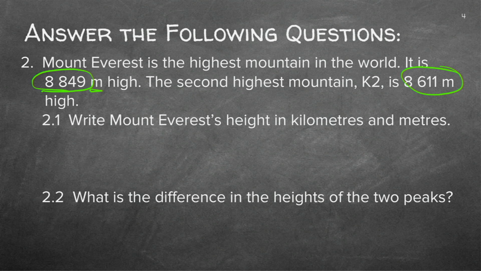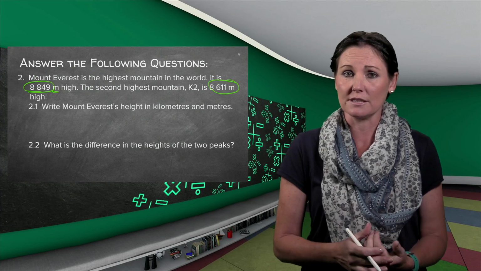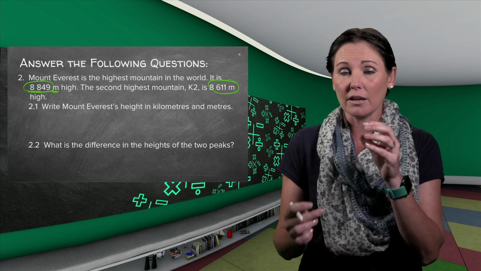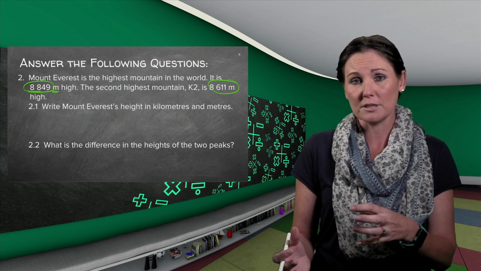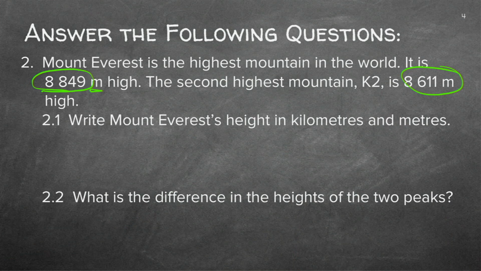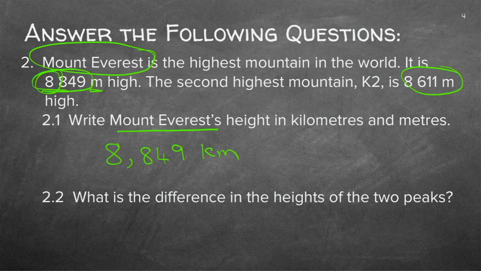Now, there's no calculation because I know when we did conversion of meters to kilometers and the other way around, that my place value where my kilometers are is at thousands. So now I know that this is the thousands. They're asking Mount Everest, where's Mount Everest? There. So it will be 8 kilometers, 849 meters. Okay. What is the difference in the height of the two peaks?